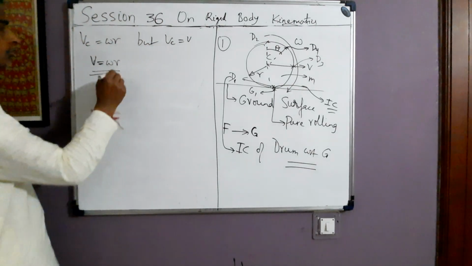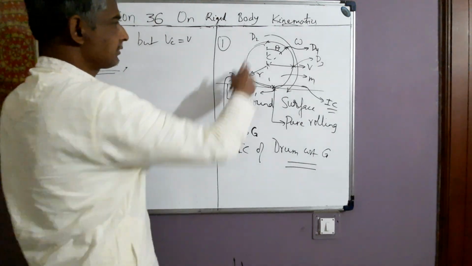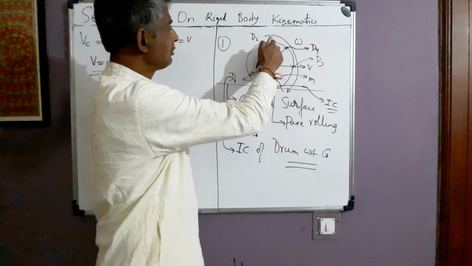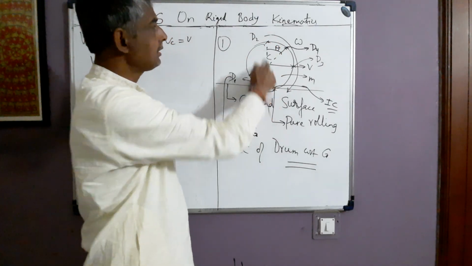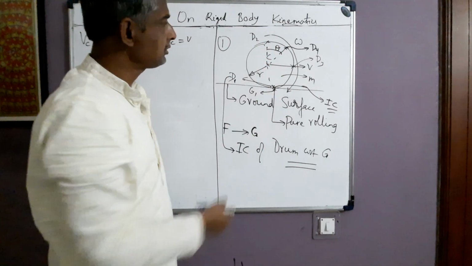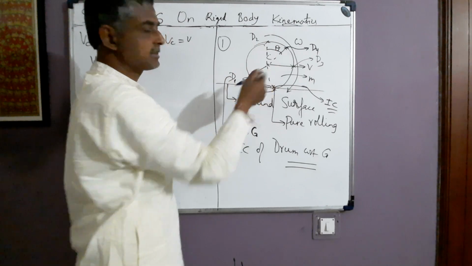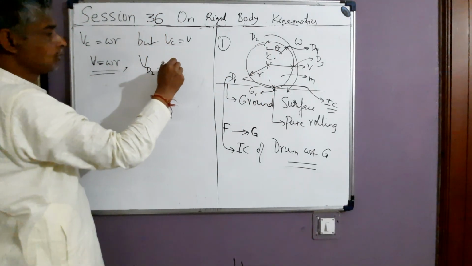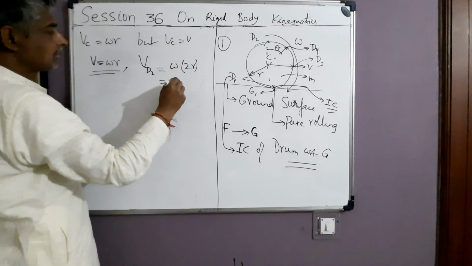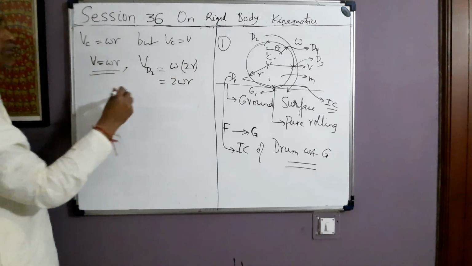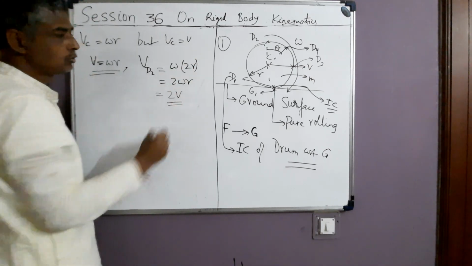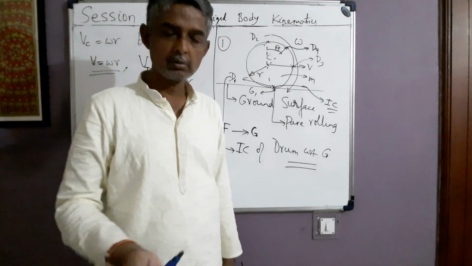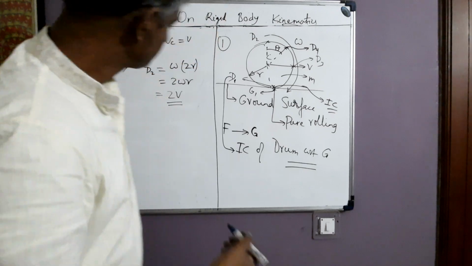Now I would also like to know the velocity of D2 with respect to ground. What is the distance of D2 from the IC D1? D1 is the IC, D2 is the highest point, the diametrically opposite point. The distance between D1 and D2 will be R plus R, that is 2R. From the IC concept, the velocity of D2 is omega into 2R, that is 2 omega R. But omega R is V, so this becomes 2V. This also we obtained in the second chapter on rigid body kinematics, in the previous videos.